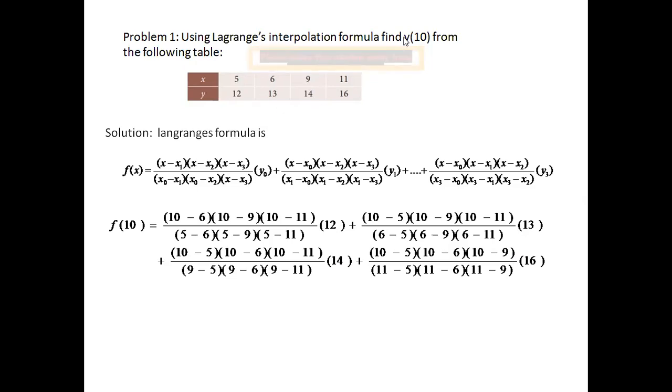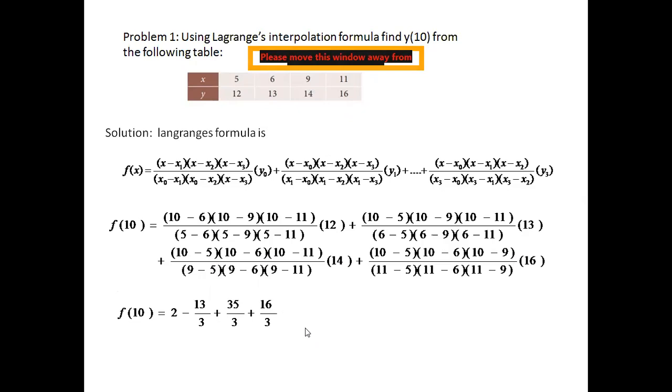The last term needs the estimation at 10. So 10 minus 5, 10 minus 6, 10 minus 9 should be missing there. The denominator starts from 11 minus 5, 11 minus 6, 11 minus 9. Multiply that ratio by 16. On simplification, we get like this. Use the calculator and find it. On simplification, this value is equal to 14.6663. Like that, you can estimate the value of y from the given data using Lagrange's interpolation.